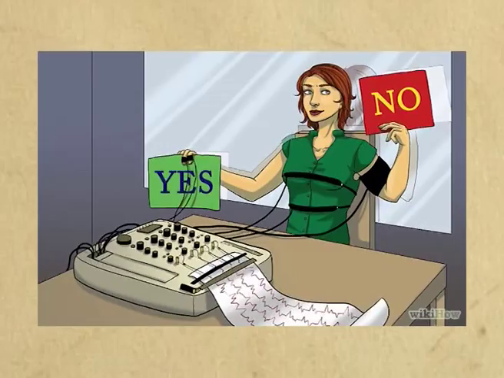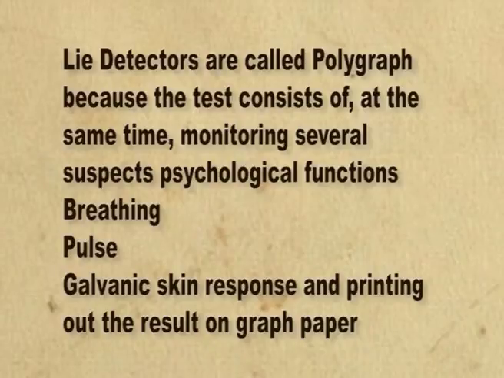Modern polygraph recording has become computerized. This consists of a computer, a combination unit that provides for magnification of the physiological signals and their conversion to digital form, and a printer. Lie detectors are called polygraphs because the test consists of, at the same time, monitoring several of the suspect's physiological functions, that is breathing, pulse and galvanic skin response, and printing out the result on graph paper.